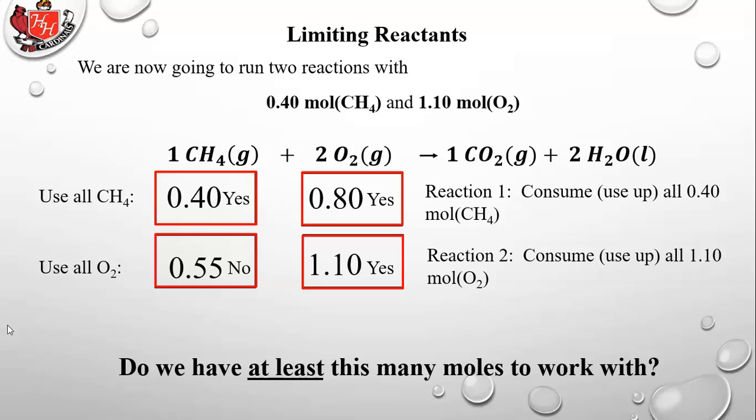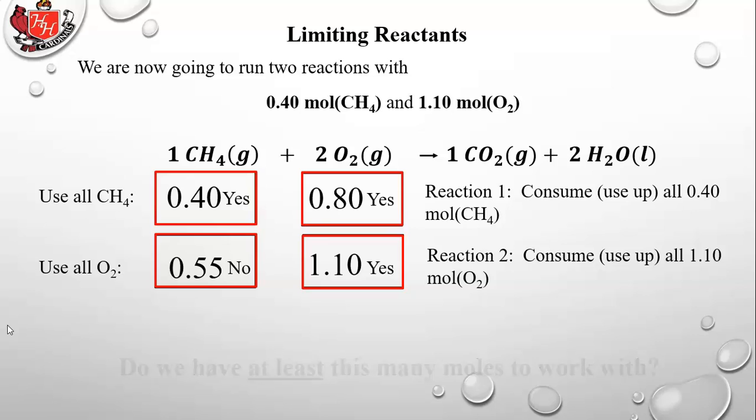Okay, in other words, if we want to burn all of our CH4, we have enough oxygen to do that. We have more than enough. That's the top row. If we want to burn all of our oxygen, the 1.10, we don't have enough CH4 to do that. We would need 0.55 moles of CH4 to burn all of the O2. We don't have that. We only have 0.40 moles. So the CH4 is the reactant that's going to be used up first, and that's our limiting reactant.